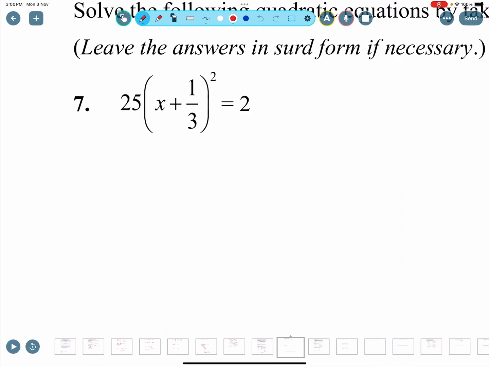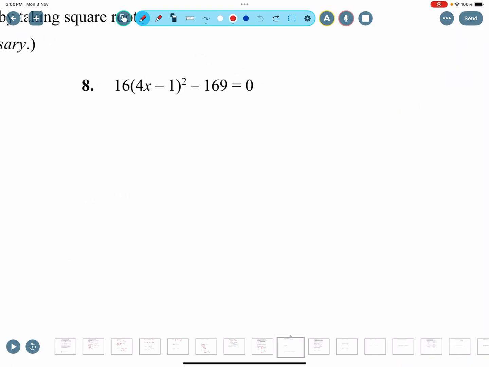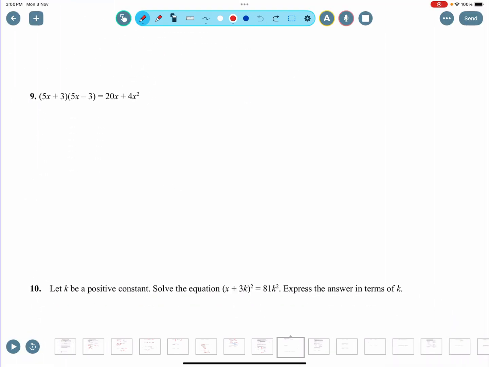Again, over here, 25 does not have a square, so you have to move 25 to the right side first and make it 2 over 25. Then you can perform the square root, plus or minus square root. You have x plus 1 over 3 equals to that. And yes, that's what you will get. This is a bit more challenging, so I'm not going to go through that. Same over here: you move the numbers without the square to the right side, slowly one by one, and you will have an answer.